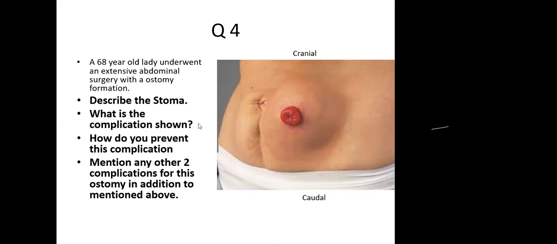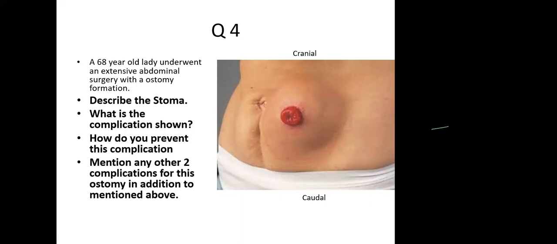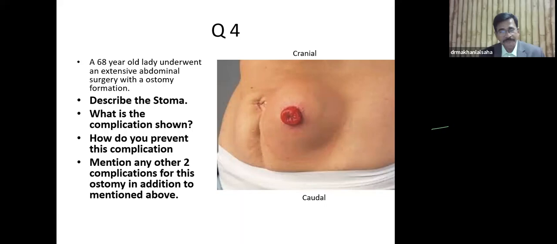Right. Okay. So how do you prevent this complication that you have been shown, the peristomal hernia? Sir, for the prevention, we can use a method for the creation of the stoma. There, it can be a sugar bucket technique. Sugar bucket is for operation. What are the measures? First of all, you have already mentioned what should be the ideal site for bringing the stoma out, which will cause less herniation.